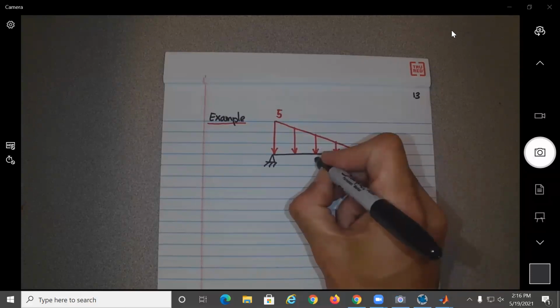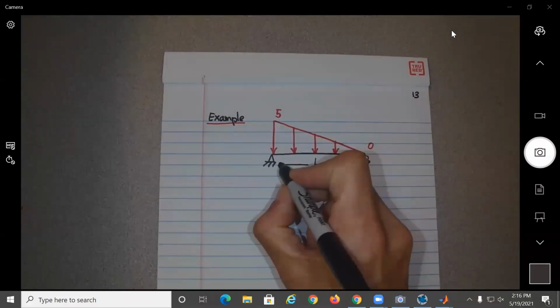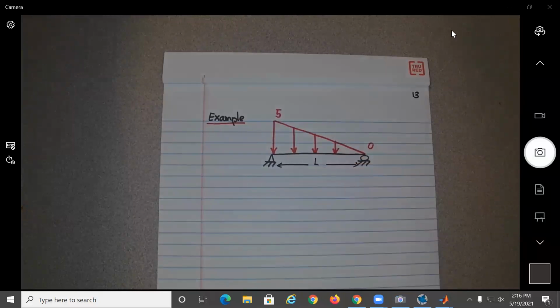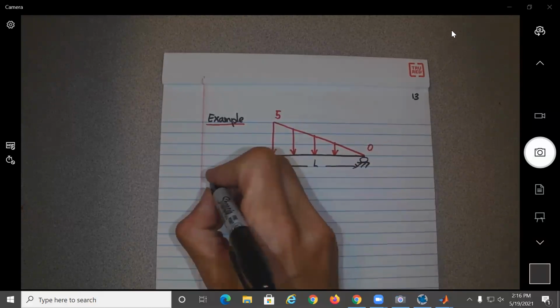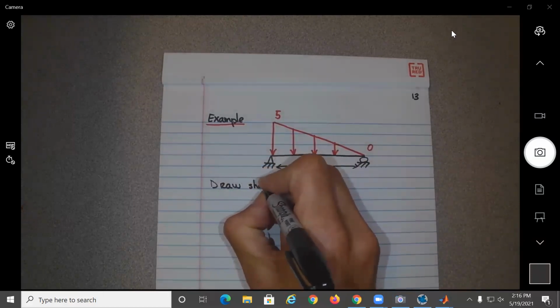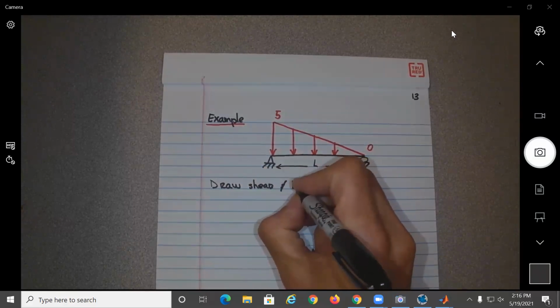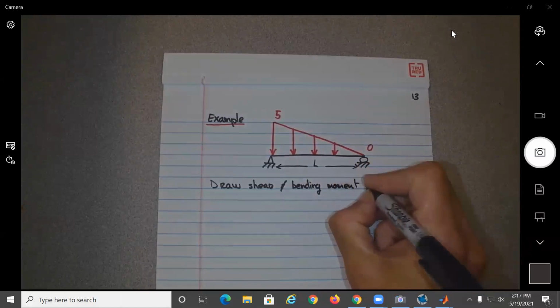Okay, let's say this beam has a length L. So what we need to do here is to determine the shear and bending moment diagrams. So draw shear and bending moment diagrams.